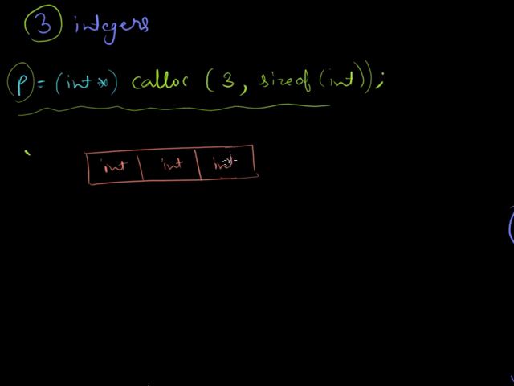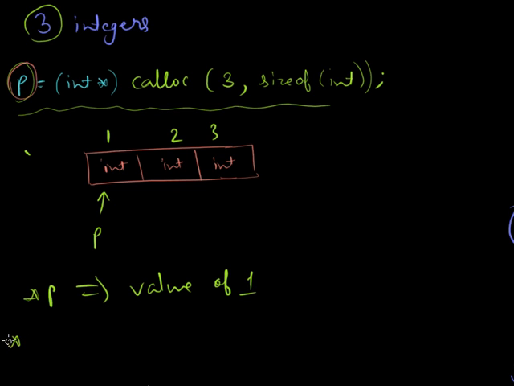Now when you just say p, p actually points to the first block, right? It returns the address of the first block. Now how will you access the integers of the second and third block? To access the integer of the first block, you say *p. So it will give the value of 1, right? When you say *(p+1), p+1 actually points to the second, right?